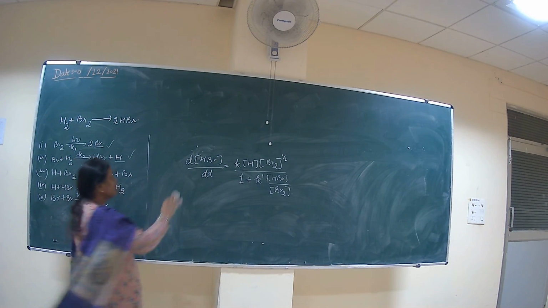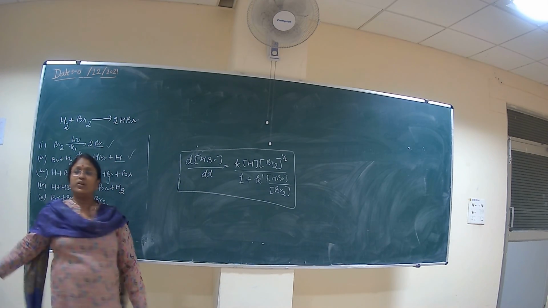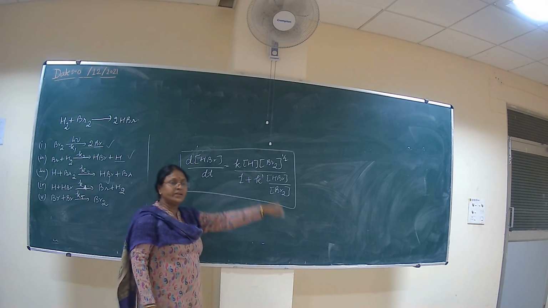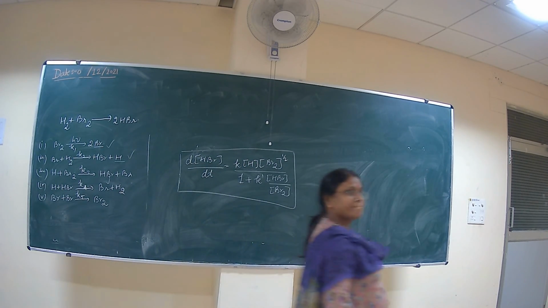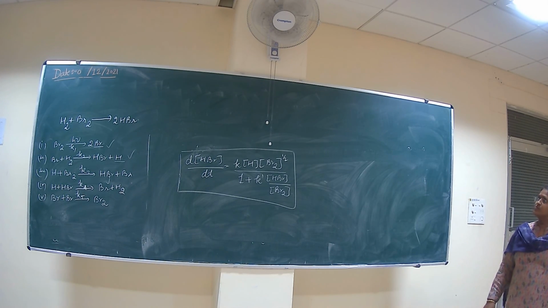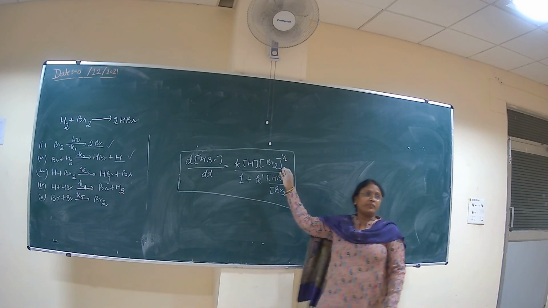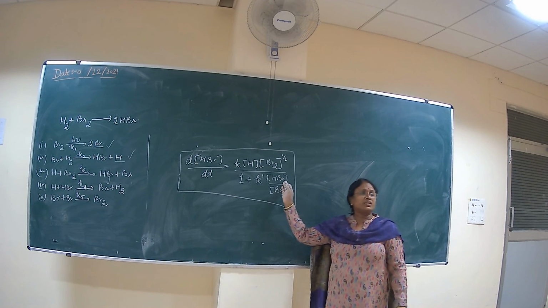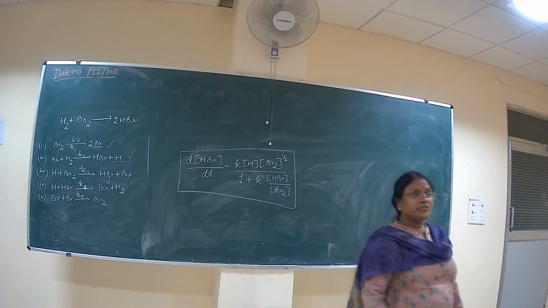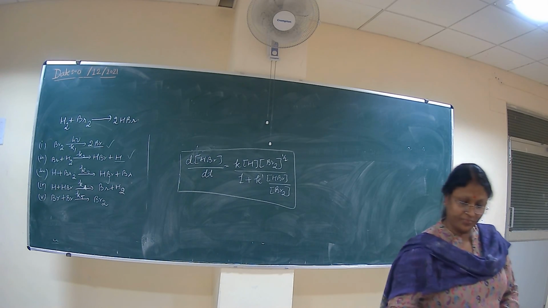ठीक है? When we solve this equation, then we get the final rate law for the formation of the HBr, and this rate law indicate क्या कर रहा है ये? Formation of HBr is directly proportional to the concentration of the hydrogen and half power of the bromine, and is inversely proportional to the concentration of the HBr. ठीक है? Derivation आप लोग करिएगा. If you have any doubt तो पूछ लीजिएगा. Okay?